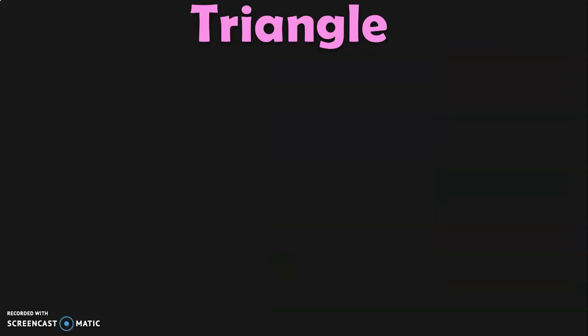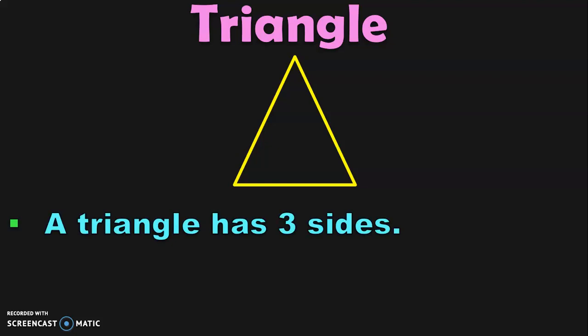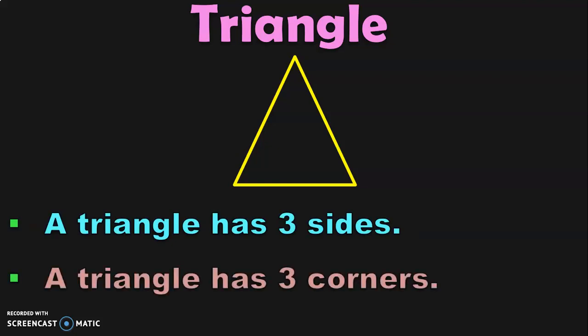Next shape that we are going to see is a triangle. A triangle is made up of three straight lines. But the three straight lines are one sleeping line and two slanting lines. So a triangle has three sides and three corners, and it is made up of one sleeping line and two slanting lines. Let us think of some objects that resemble a triangle.